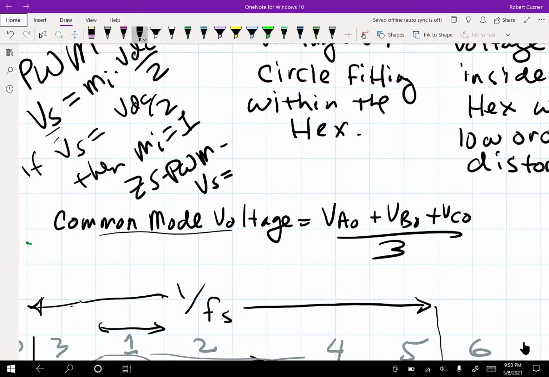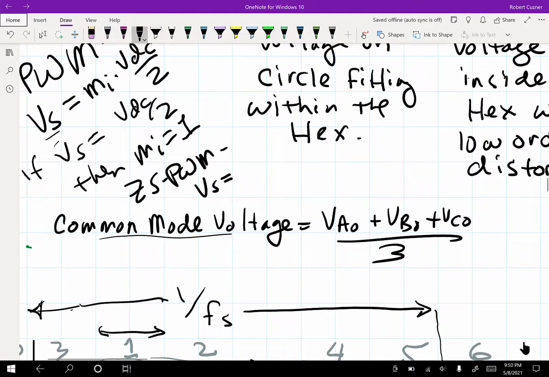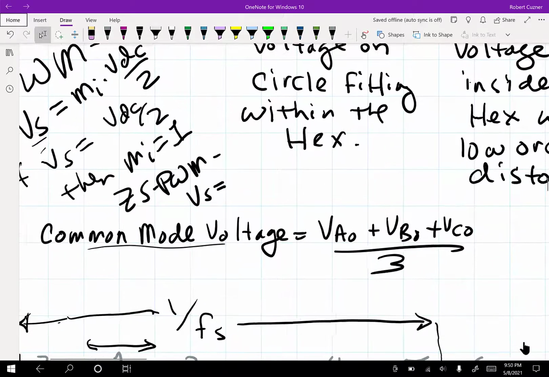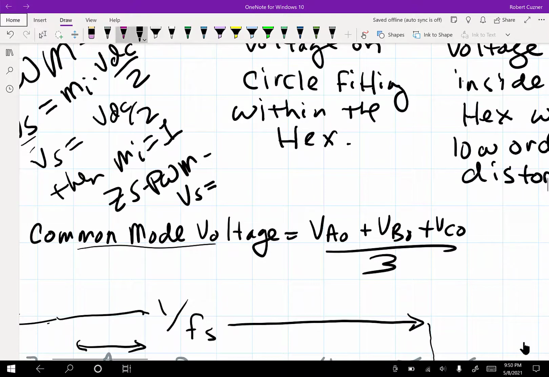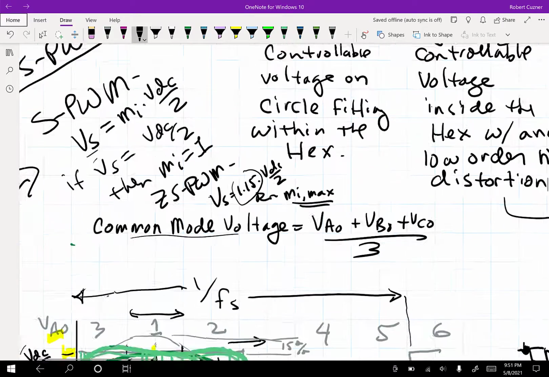then I can actually get to a VS equal to 1.15 times VDC over 2. So this is the maximum controllable PWM voltage. This would be the MI max that's controllable.